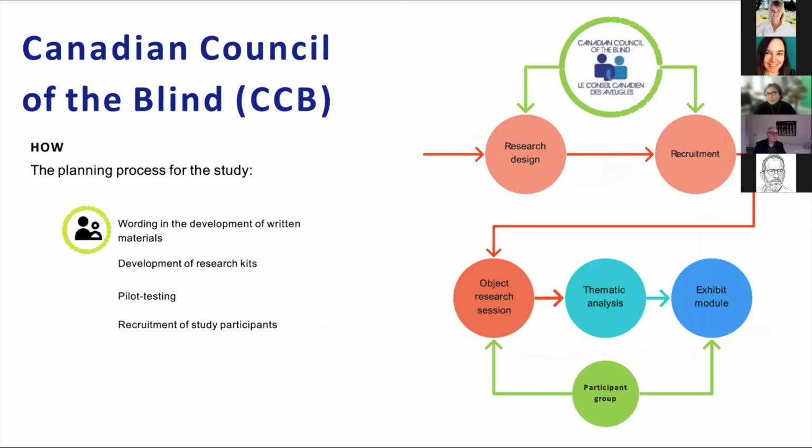So how did the Canadian Council of the Blind assist me? Well, I consulted with the CCB in the research planning process that included getting their assistance with the written materials, the development of the research kit, pilot testing, and the recruitment of participants. And so as a sighted person, they were able to contribute to things that I just really hadn't thought of, or things that I just didn't have access to.